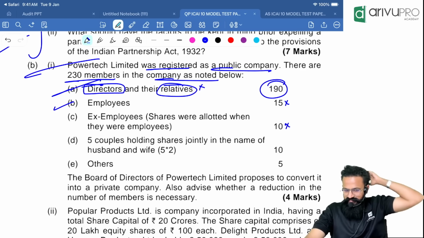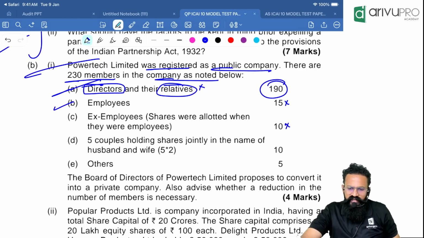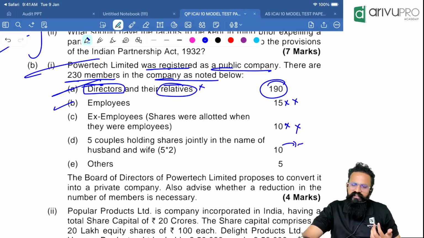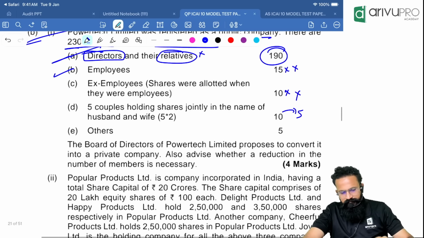Clear? So they have not included only these two groups, the employees and ex-employees. The rest of the people they have included. And the 10 is counted as 5. Yes.